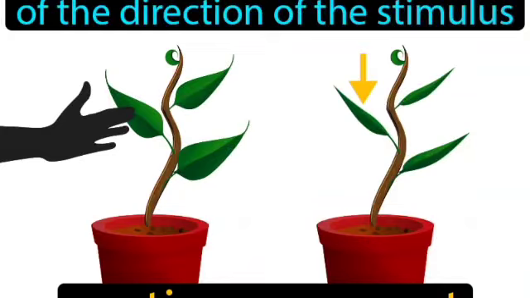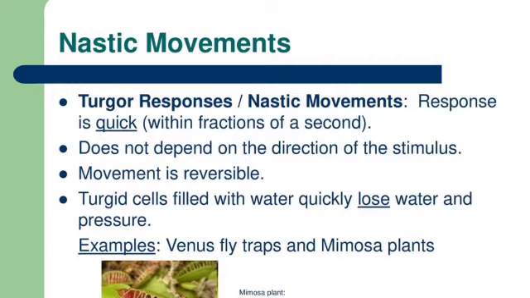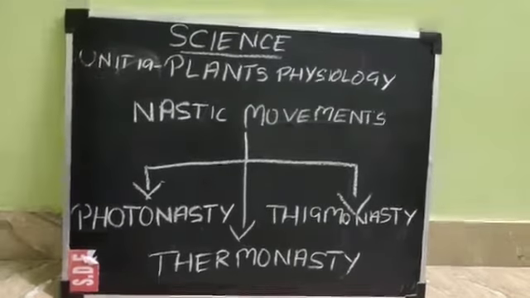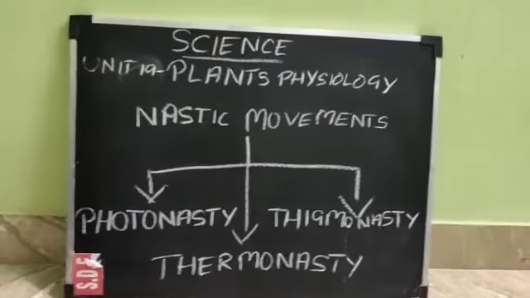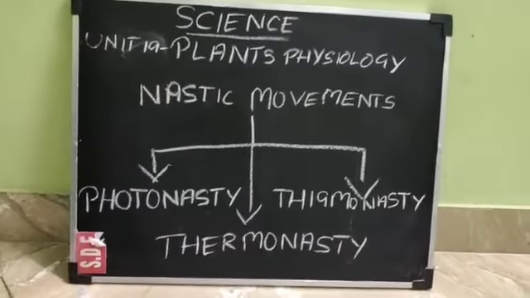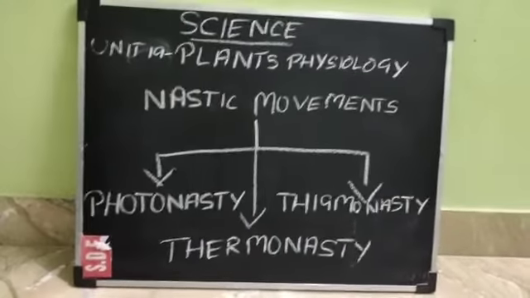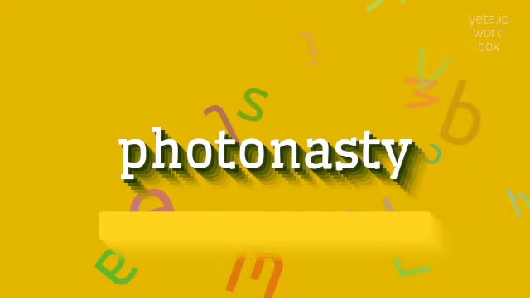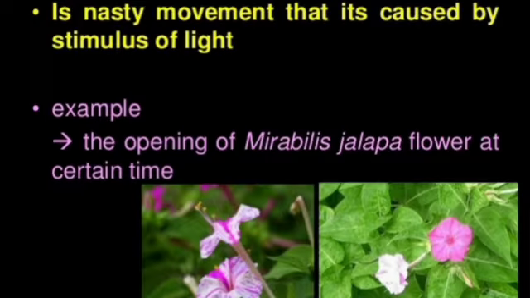Nastic movements. Nastic movements are non-directional responses of a plant or part of a plant to stimuli. Based on the nature of stimuli, nastic movements are classified into three types. They are photonasty, thigmonasty and thermonasty. Let's see photonasty. Photonasty is a movement of a part of a plant in response to light.